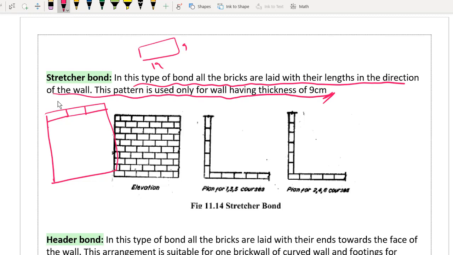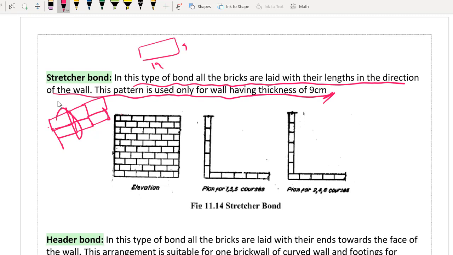Actually, in the next layer also, if I keep the same, I have a problem. What is happening? A joint is falling here. So when I have a joint like this and I apply a load, what will the load do? It will not be transferred to the different parts. It will be transferred only through this, and this part will collapse. That's why we have to make sure that these joints are not continuous. But if I am having a stretcher bond, if I am using only lengths like this, then obviously in the next layer also I will be getting lengths like this, right?